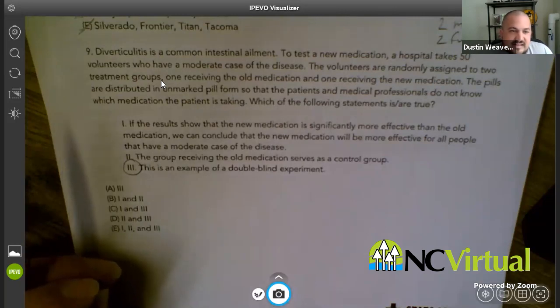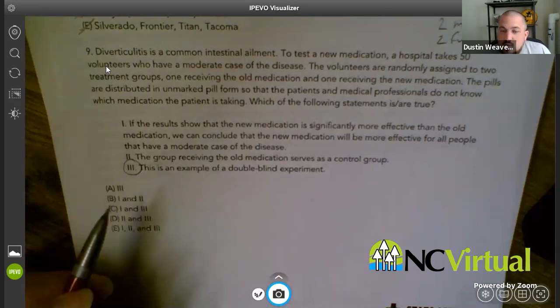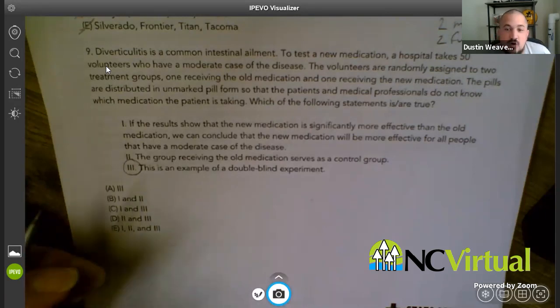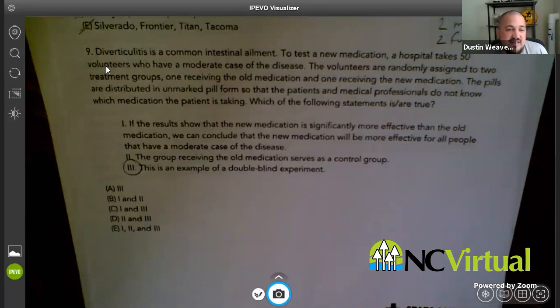Yes, it has to be similar to these 50 volunteers, right? And it's only at one hospital, absolutely. So it's only at one hospital and it's 50 volunteers. So the 50 volunteers is the key part. So we would have to say it'll be more effective for all people similar to the volunteers that have a moderate case of the disease.